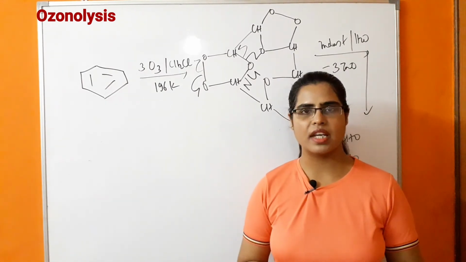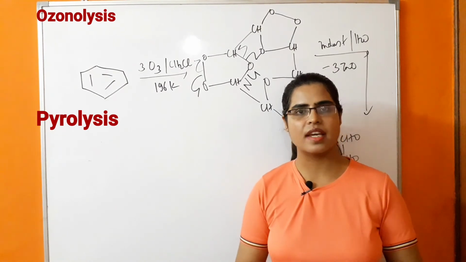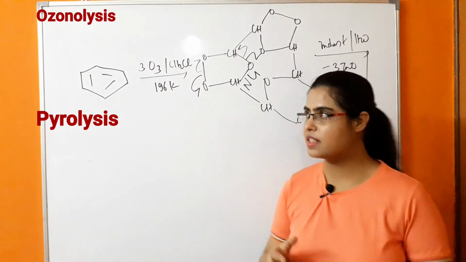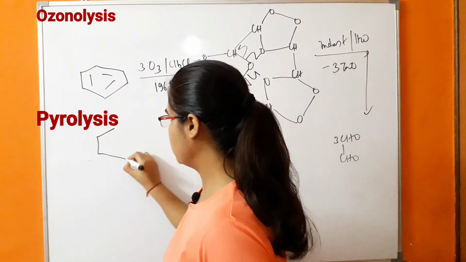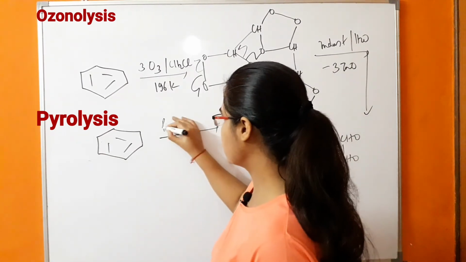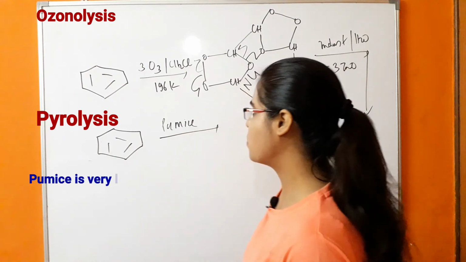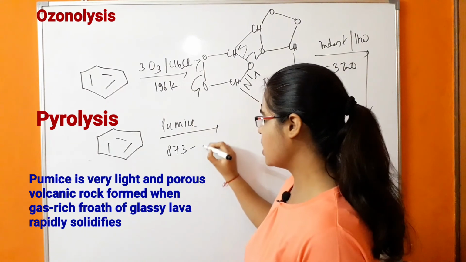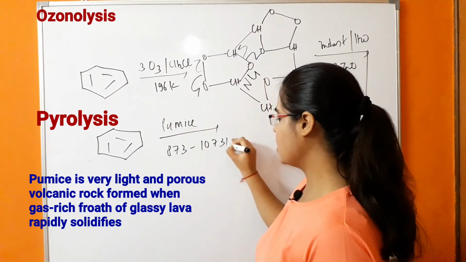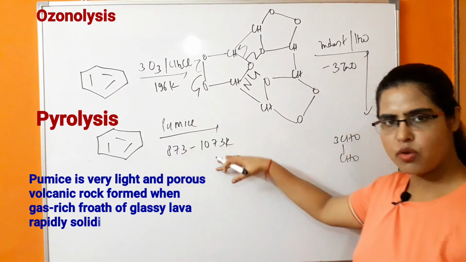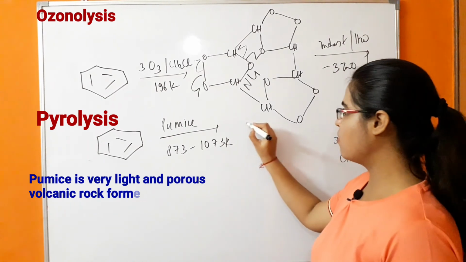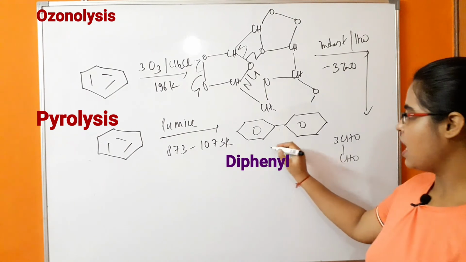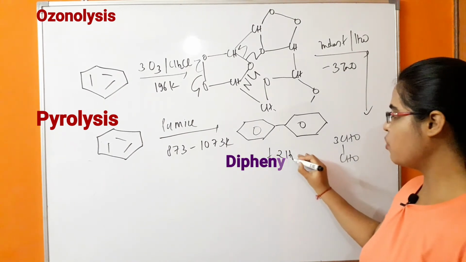Next chemical property in arenes is pyrolysis. In this case, arenes are heated at very high temperature. So what is happening? Example. This reaction takes place in the presence of pumice, and the temperature of the reaction is 873 to 1073 Kelvin. So pyrolysis will take place, and there will be formation of diphenyl, and removal of 2H.